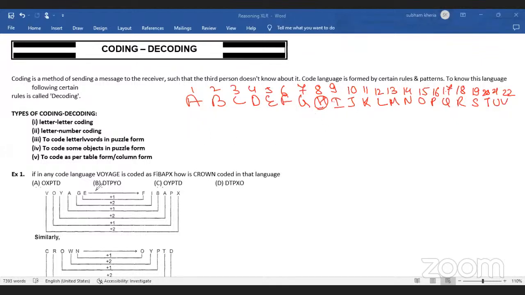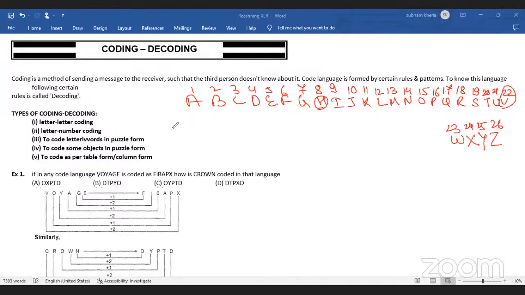So now see, V is coded as F. Check the code for V. Where is V? Okay, V is here. W, X, Y, Z. I forgot. So 23, 24, 25, and 26. Okay. Yeah. V is 22. F is 6.